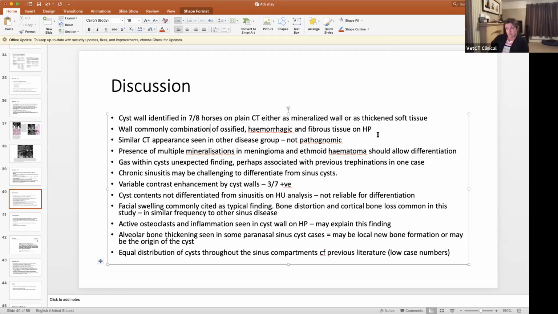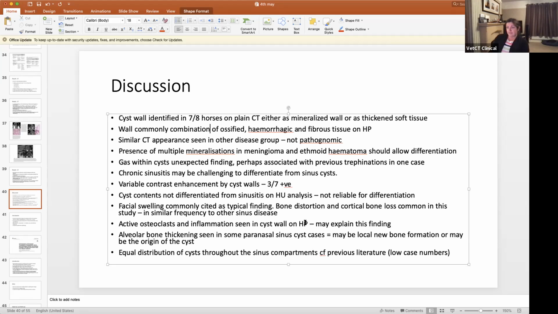They tried to use cyst contents to differentiate from sinusitis, but actually their Hounsfield units were very similar. Facial swelling was seen in both groups with a similar frequency, so bone distortion and cortical bone loss probably isn't a good differentiator either. Alveolar bone thickening was seen in some cases, maybe local new bone formation or maybe origin of the cyst. They kind of went on a bit of a tangent about that.